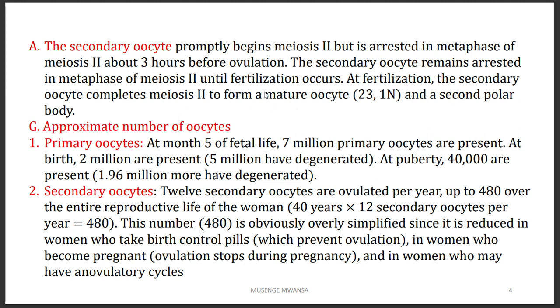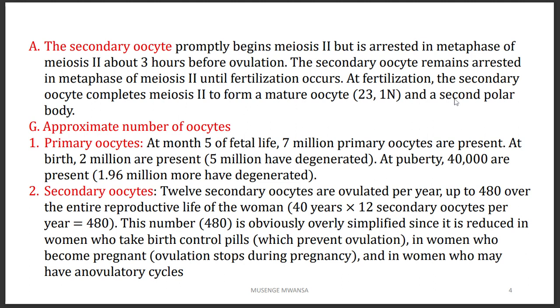So if fertilization does not happen, then this secondary oocyte is going to be released in menstruation. So during menstruation, what is released is actually the secondary oocyte and not anything else. If this secondary oocyte is to mature, it's going to form a mature oocyte at fertilization, and that is the one which is going to complete meiosis 2. The mature oocyte has got 23 chromosomes, and it has reduced also to 1N. Remember, the secondary oocyte was 23 and 2N, and this one is 23 and 1N.